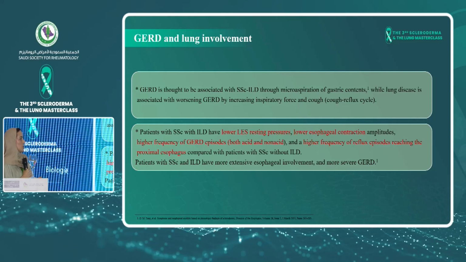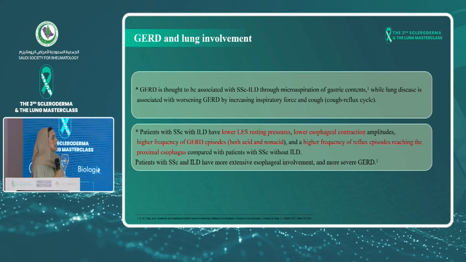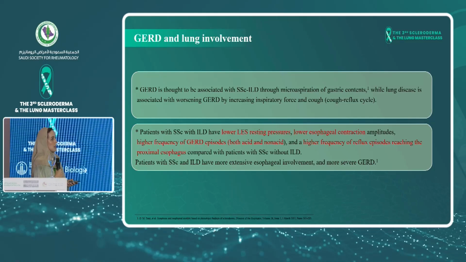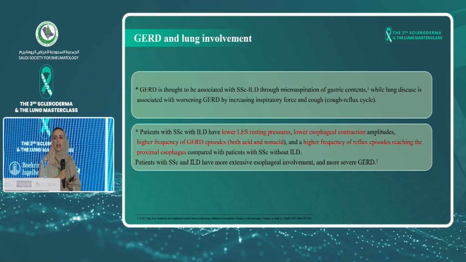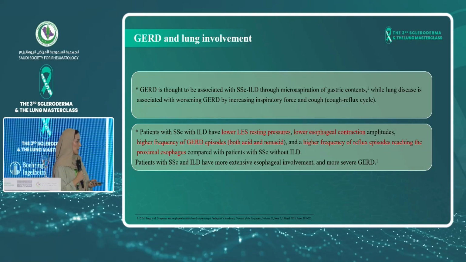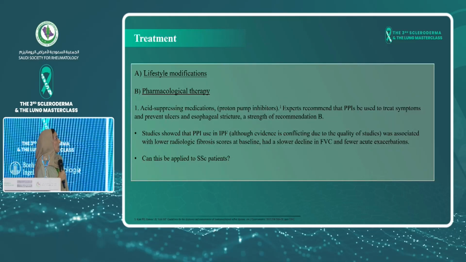As expected, patients with systemic sclerosis with ILD have lower LES resting pressure and lower esophageal contraction. They also had a higher frequency of GERD episodes, both acid and non-acid. So the problem is not only acid reflux, it's also non-acid. And a higher frequency of reflux episodes reaching the proximal esophagus compared to patients without ILD, which pretty much shows there is a great association between GERD and lung disease. How do we treat these patients?